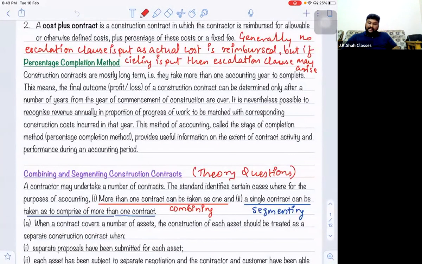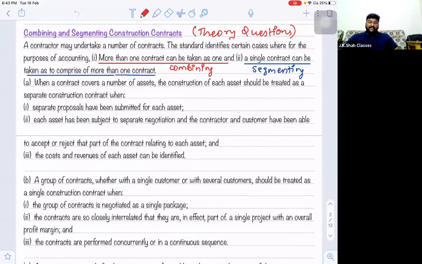Now we'll be discussing something theoretical with respect to this chapter, and questions are raised from this theoretical point. That is with respect to combining and segmenting construction contracts. Now please understand, sir, as per AS 7, the profits or losses of the contract should be calculated separately. Means if, say, for example, I have entered into 4 different contracts, then technically, for all the 4 different contracts, unless they can be combined as one single contract, I have to calculate the profit or losses separately and account for them separately. Technically, every construction contract should be accounted separately with respect to its revenue, its cost, and its profit or losses.